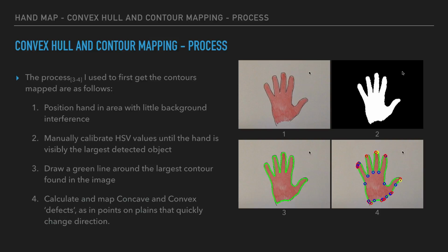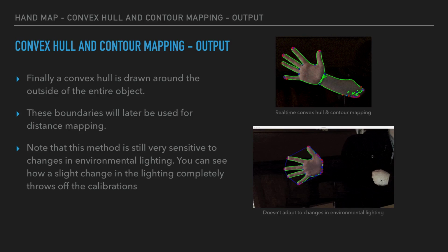1. I position the hand in an area with little background interference. 2. I manually calibrate the HSV values until the hand is visibly the largest detected object in the image. 3. I draw a green line around the largest contour found in the image. And 4. I calculate and map concave and convex defects. These points, or defects, are planes that quickly change direction, as I explained before. Finally, a convex hull is drawn around the outside of the entire object.